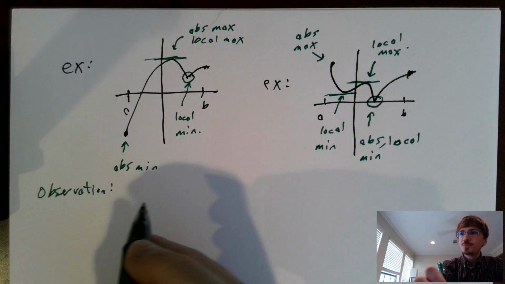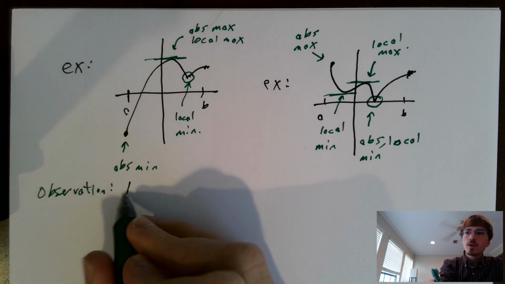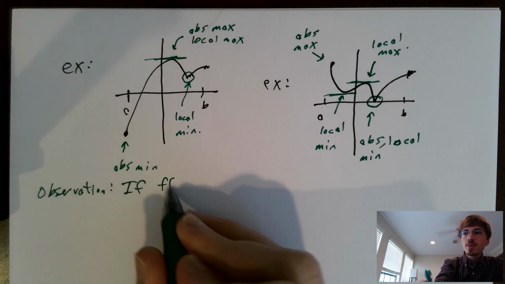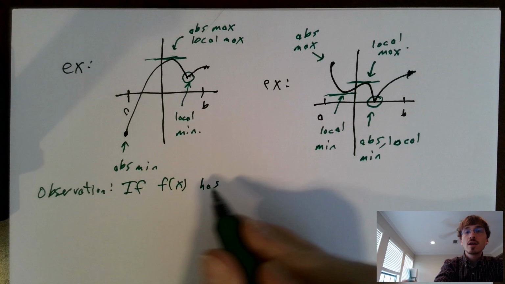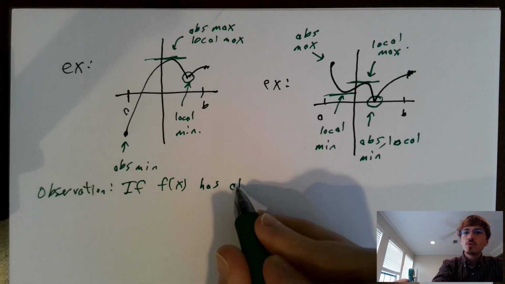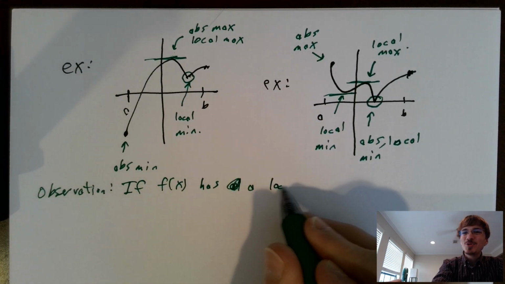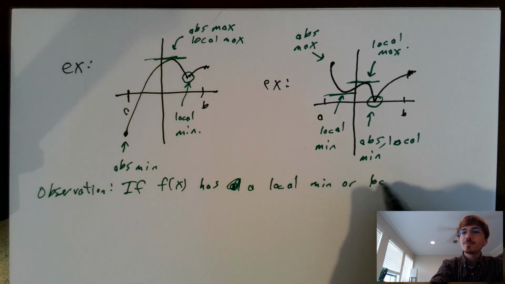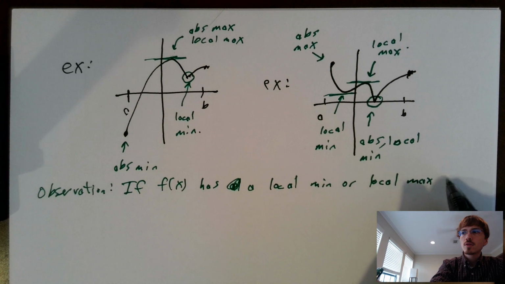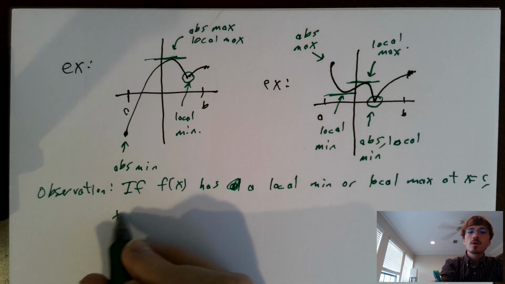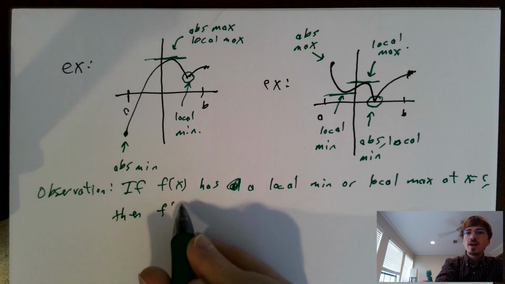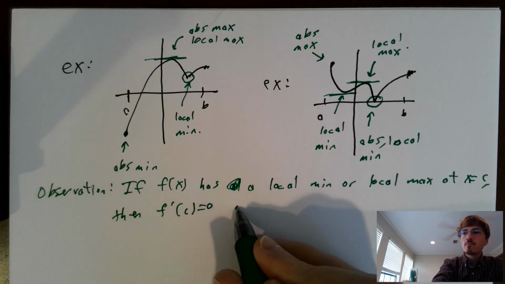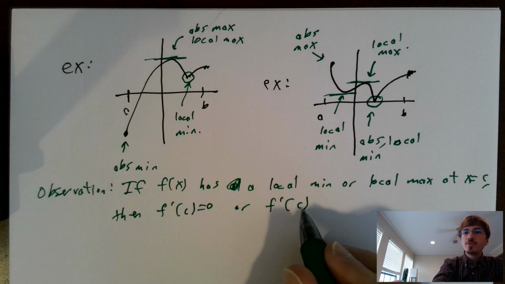And this is true. If f of x has a local min or a local max at x equals c, then either f prime of c is 0 or the derivative does not exist.